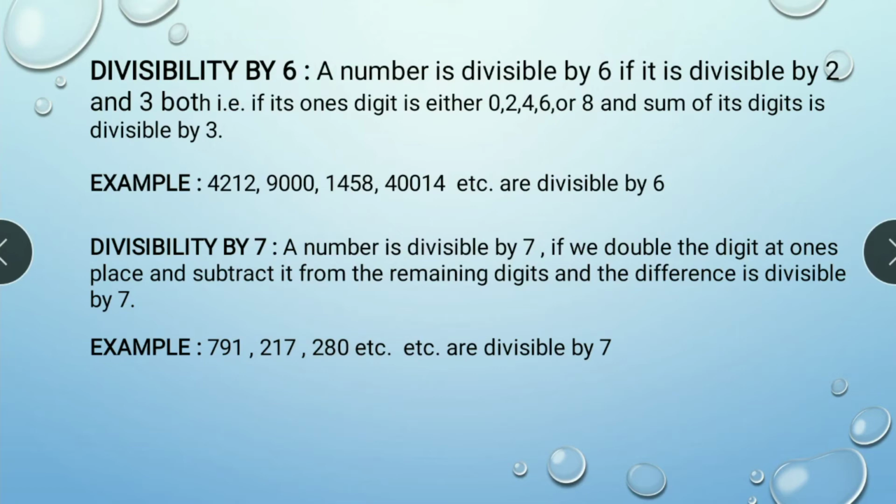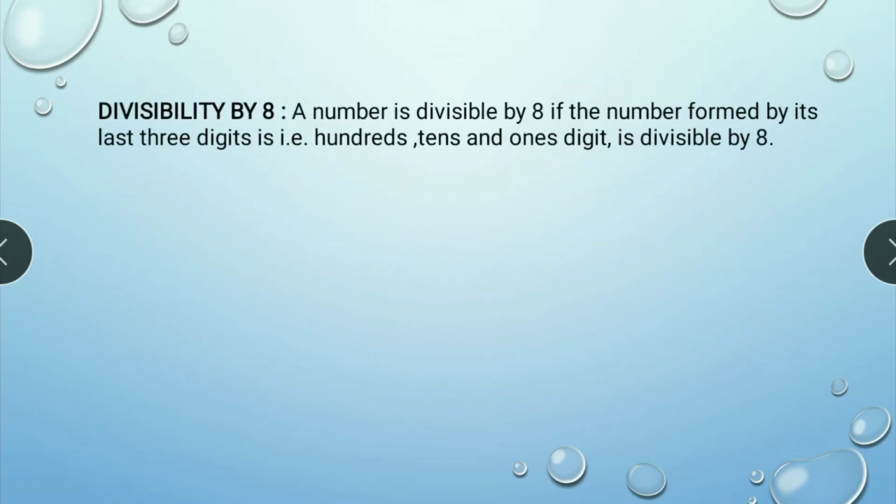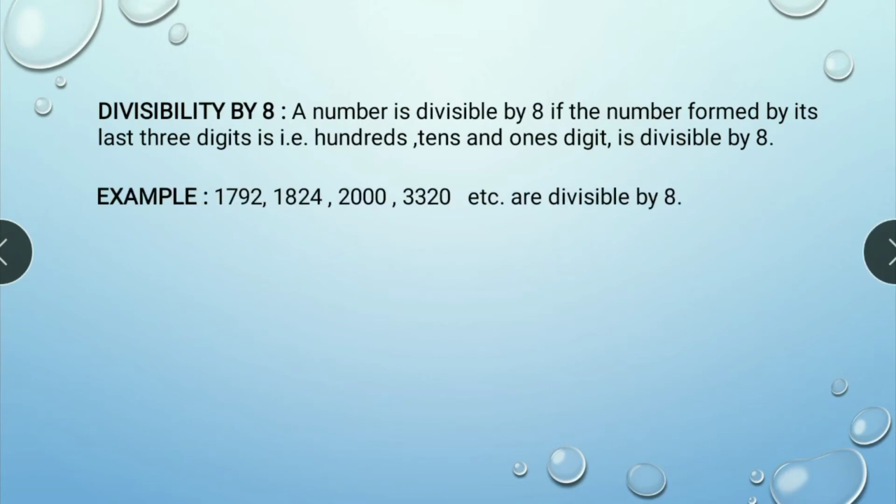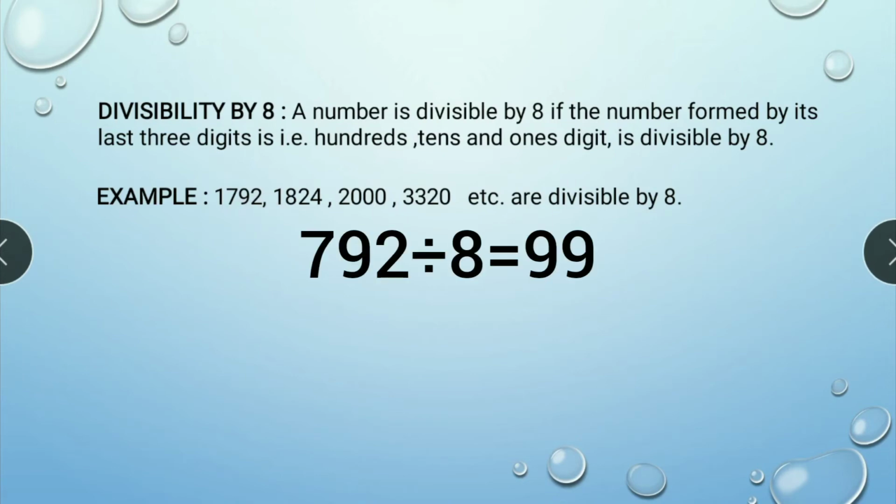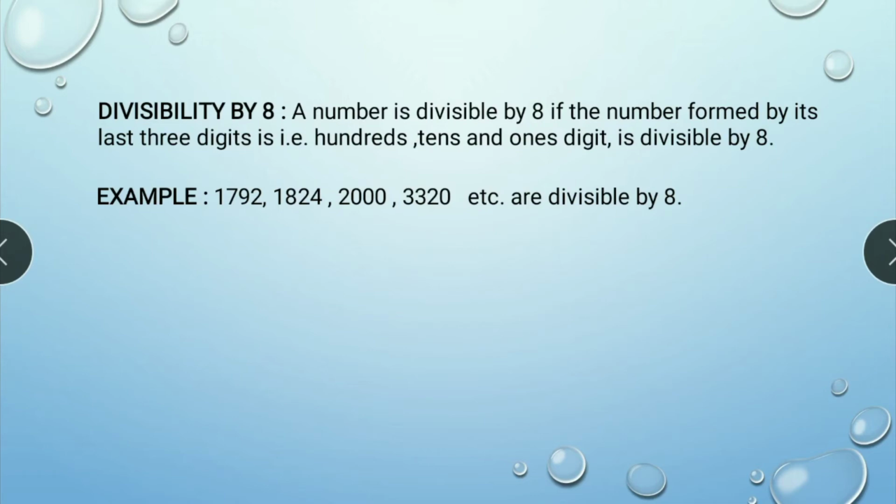Clear? Good. Now let's see the divisibility by 8. A number is divisible by 8 if the number formed by its last 3 digits is divisible by 8. It means the digits which are at hundreds, tens and ones place. Clear? Now see, here we have 1792. The number formed by last 3 digits here is 792. 792 is divisible by 8. So this number is also divisible by 8.